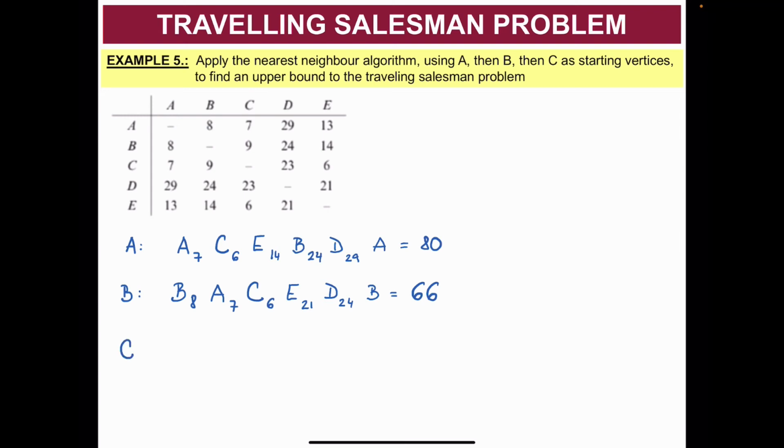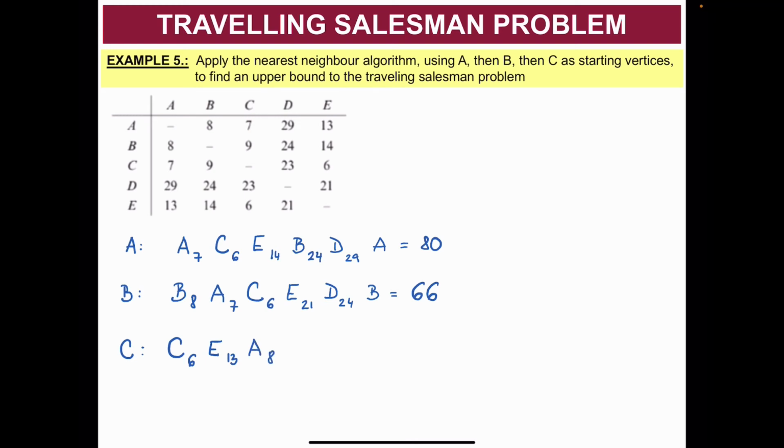And then the last one is C. If I'm starting at C, you can pause the video and try to complete it on your own. So C would be 6, that's I will be at E. E is 13, the smallest value that gets me to A.